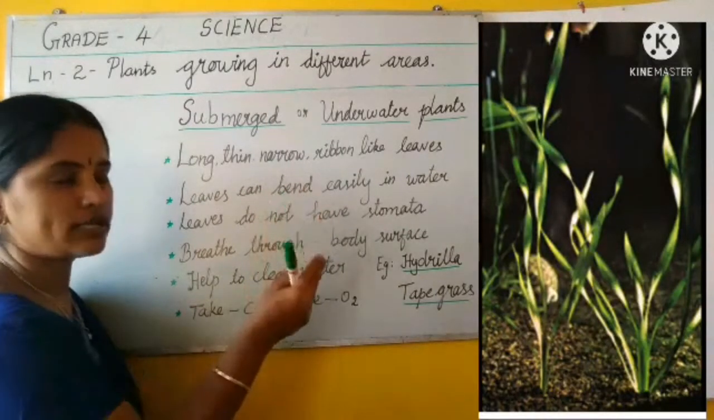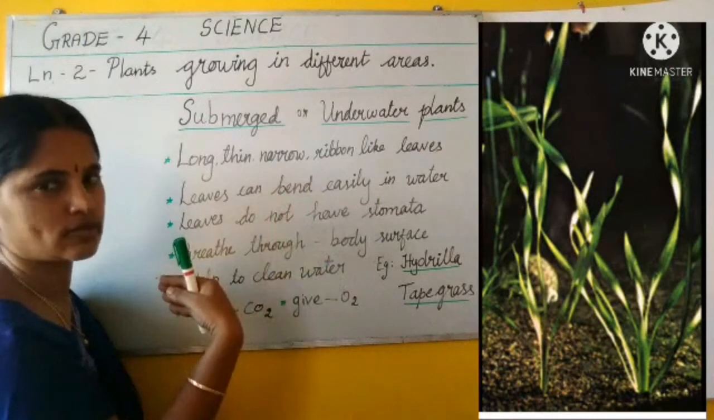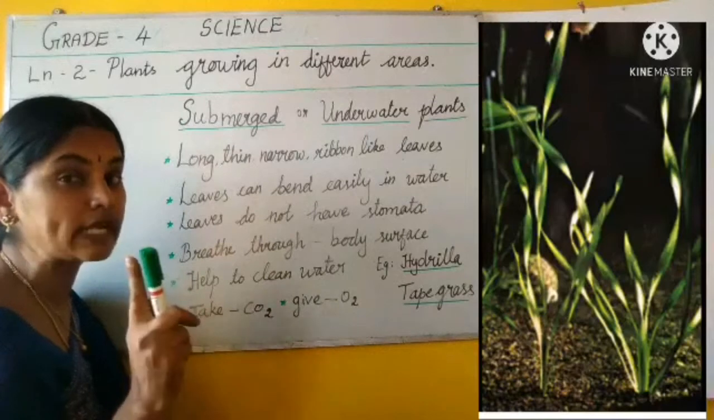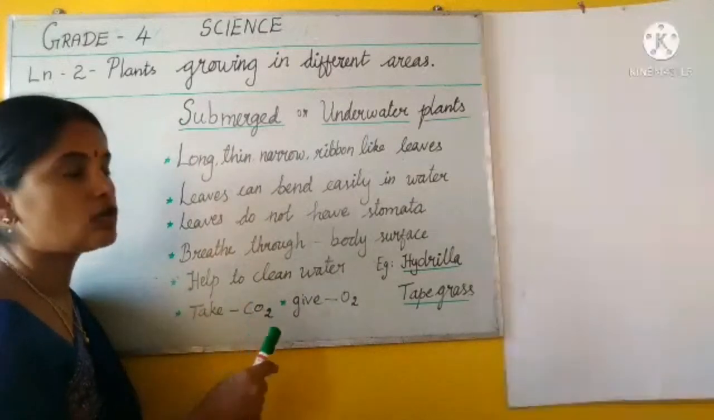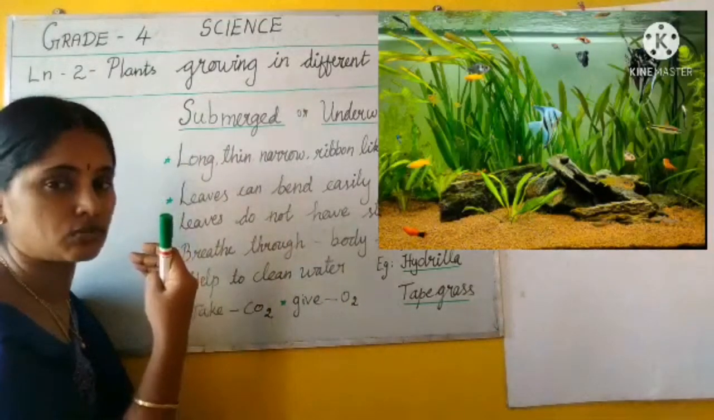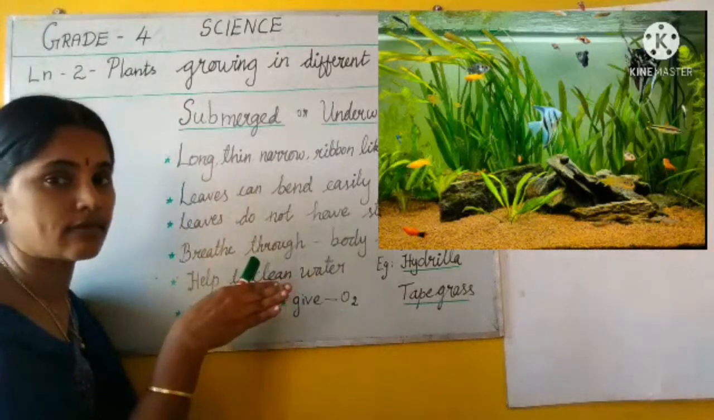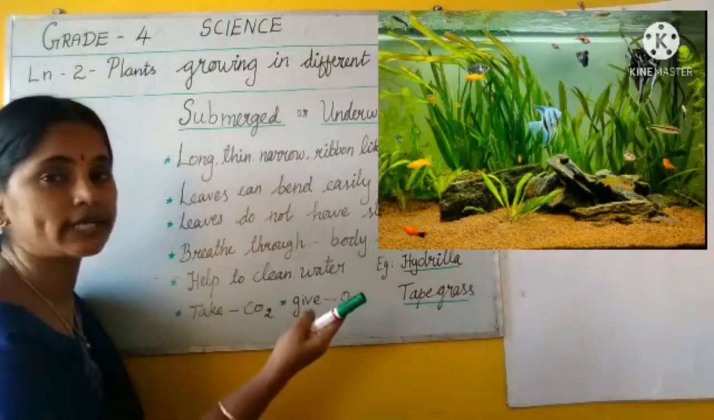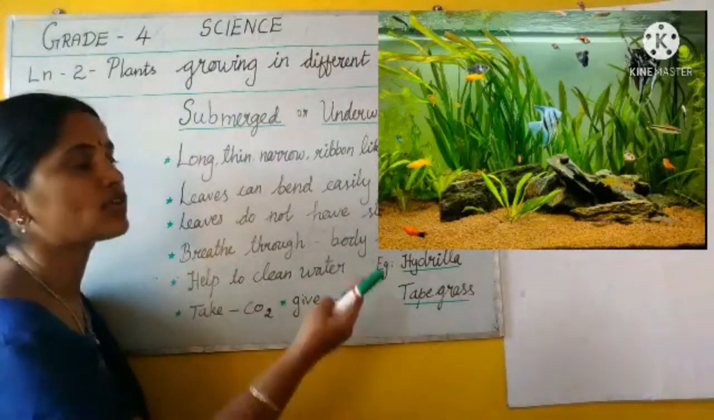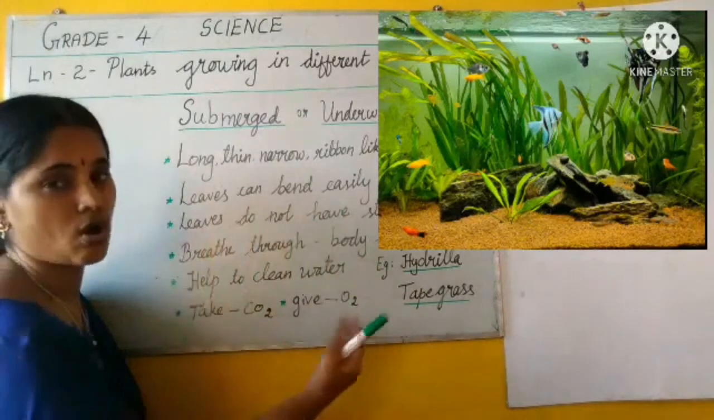We know it already. Plants take in which gas? Carbon dioxide. Plants take in carbon dioxide during photosynthesis, during daytime. In the presence of light, plants take in carbon dioxide through the stomata and photosynthesis happens, and it releases what gas? Oxygen. So plants take in carbon dioxide and release oxygen.